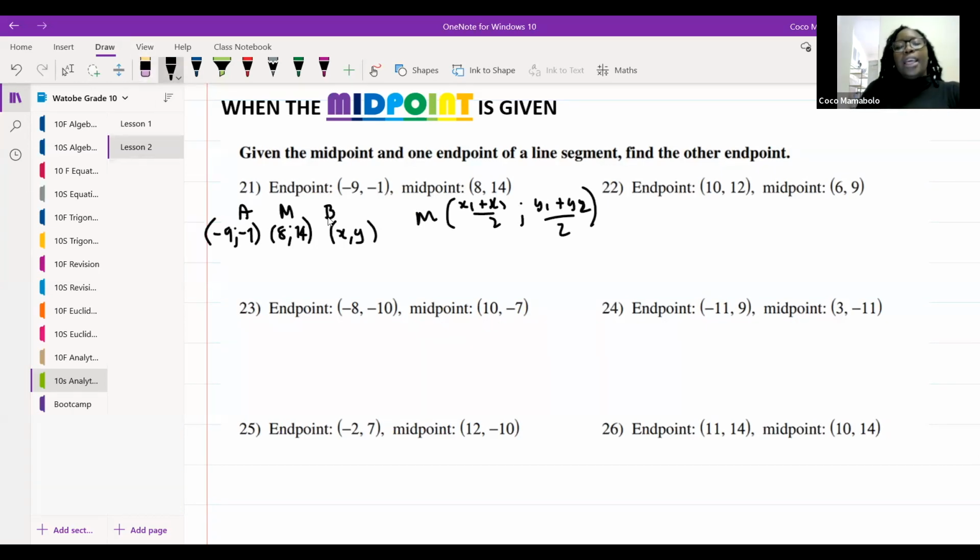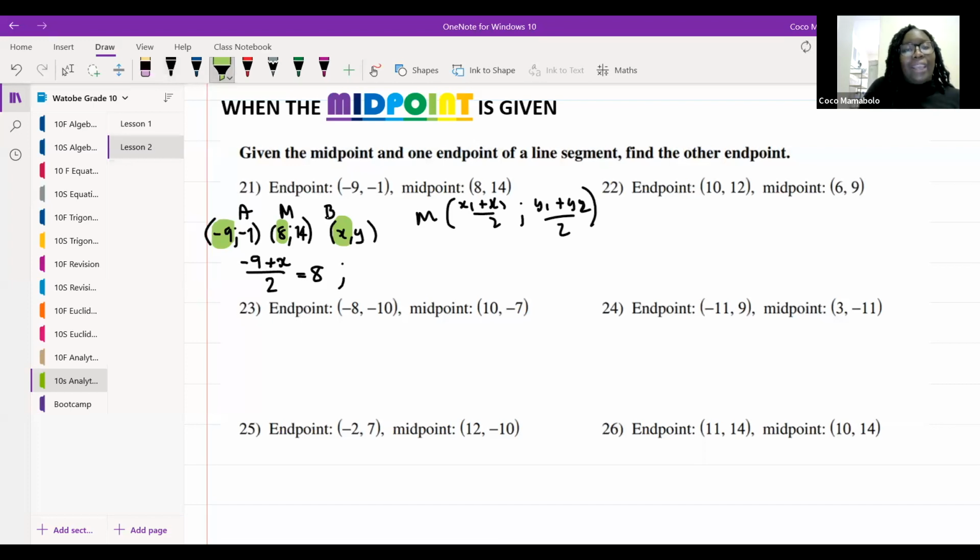Okay. I'm going to look at my X values. Now, I know that my X values are -9 and X. And I know that when I add them together and divide by 2, they must give me 8. So I'm going to write it that way: -9 plus X divided by 2 would give me 8.